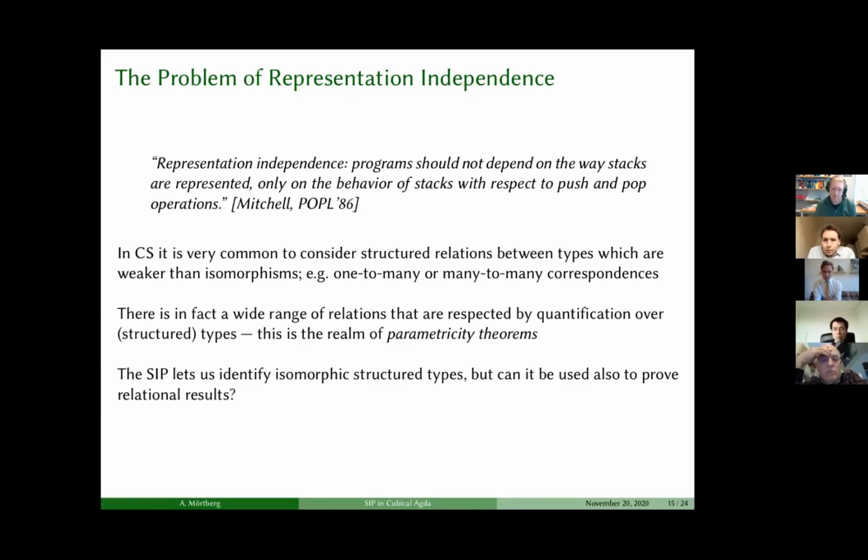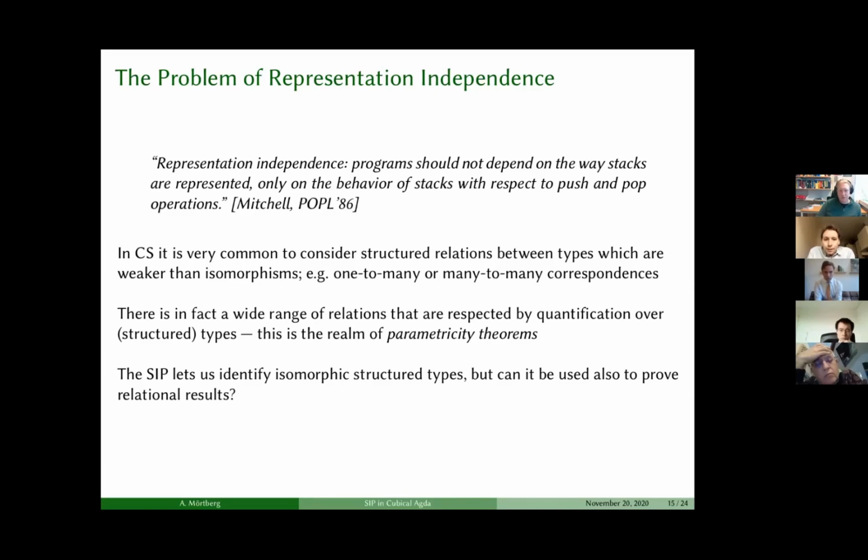And there's a whole theory of this, which is the realm of parametricity theorems. This is a big part of computer science literature. It's about studying relations that are respected by quantification over structured types, right? Now the SIP that I showed you just a minute ago lets us identify isomorphic structure types.